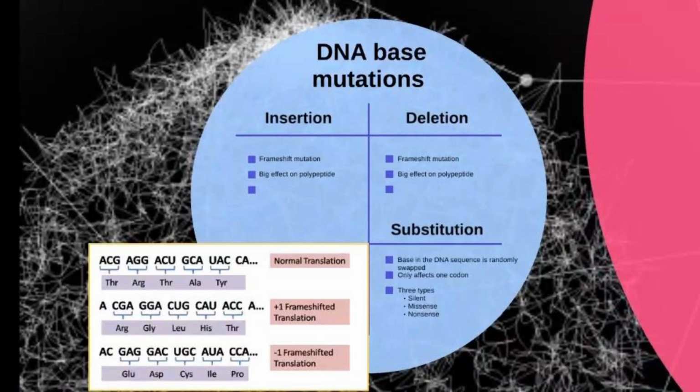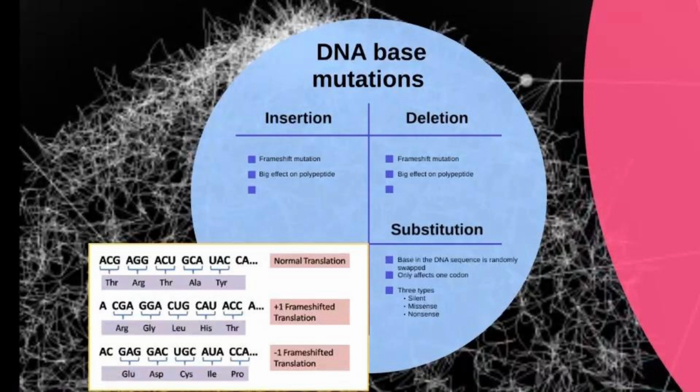The other type of DNA-based mutation that I'm going to talk about are substitutions. Now, substitutions are much less impactful on the whole chain. So with a substitution, just 1 base within the DNA sequence is randomly swapped. And because of that, it's only going to affect that single codon. Instead of affecting the entire gene as the insertions and deletions do, because they are frameshift mutations, substitutions are only changing that single codon. So because of this, they often don't have much effect on the whole polypeptide.